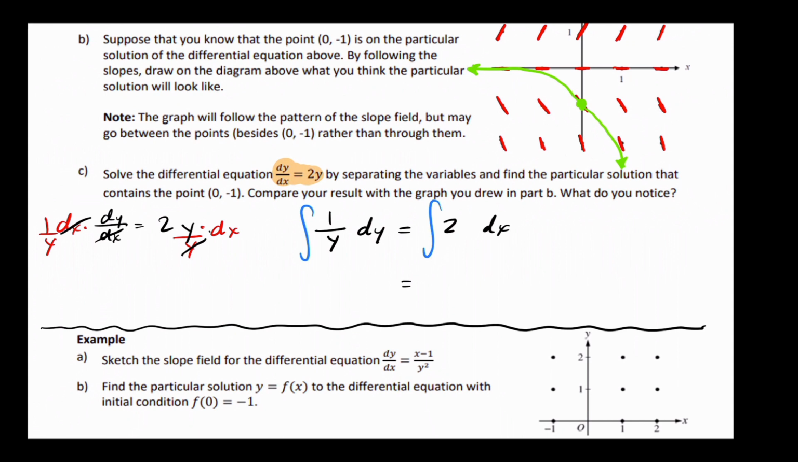Okay. This side's pretty easy. It's 2x plus c. What about the other side? What's the other side going to be? Natural log. Natural log of y.